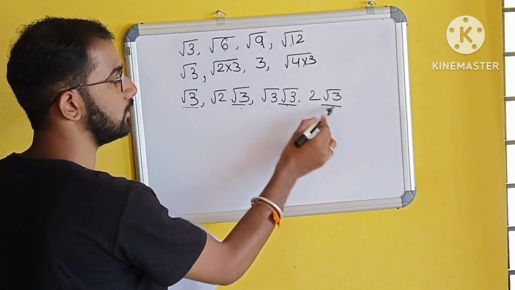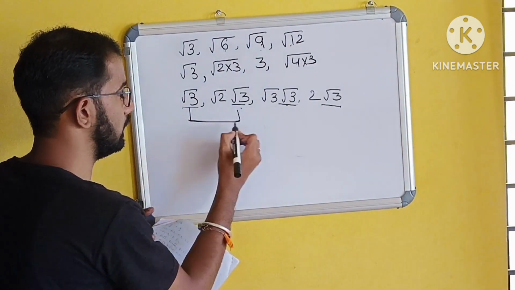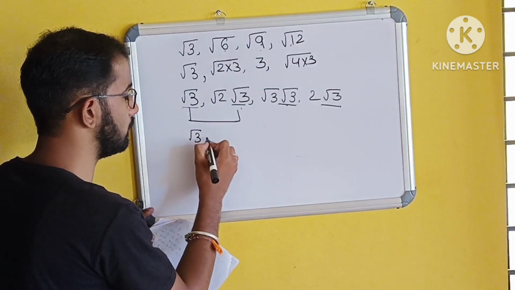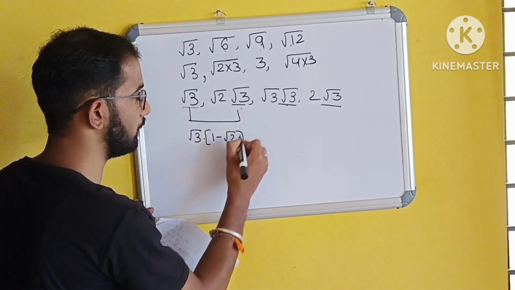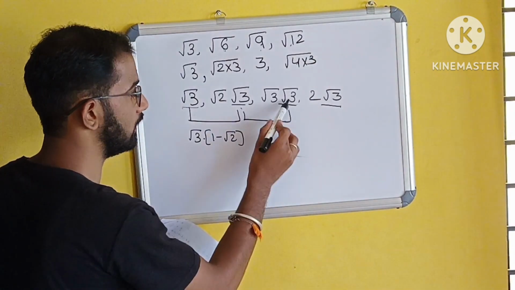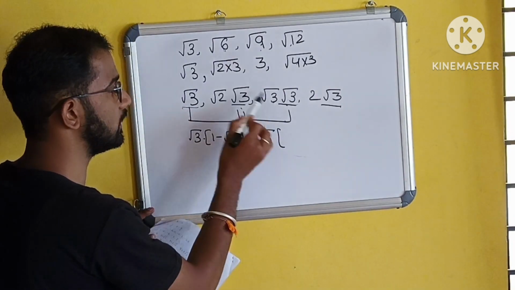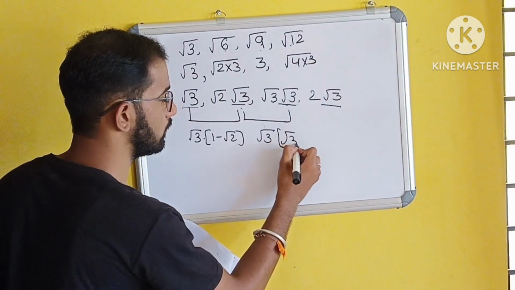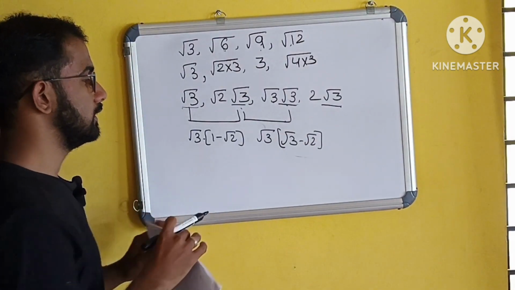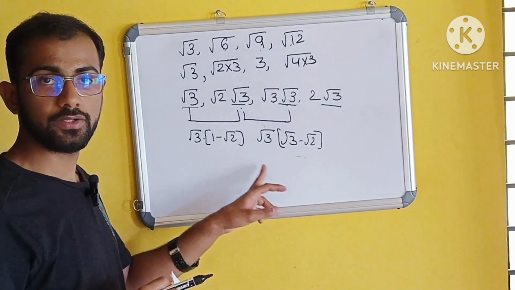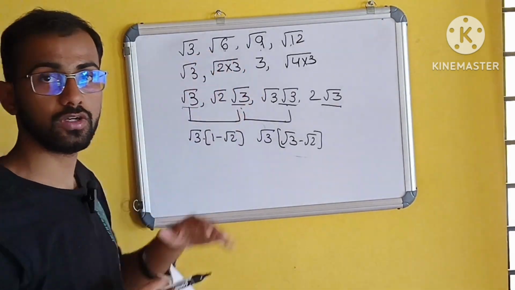Root 3, root 3, root 3, root 3. Now take a difference over here. Here root 3 is common. We get 1 minus root 2. Root 3 is common, take it out: root 3 minus root 2. See, the differences between the consecutive pairs are not the same over here. That's why the given sequence is not an arithmetic progression. So like this, we have to solve these types of examples.